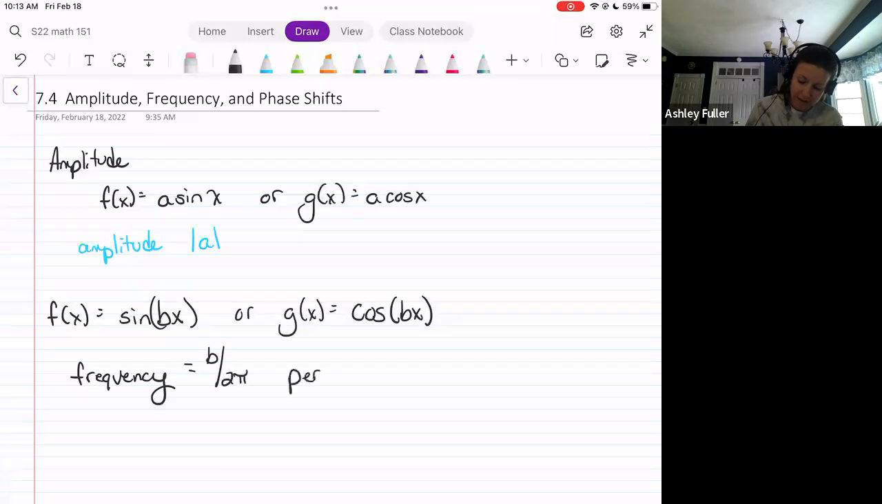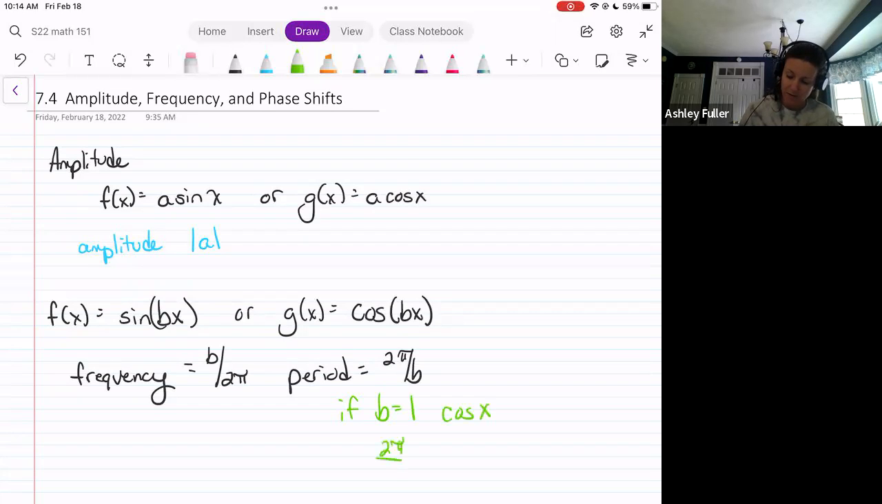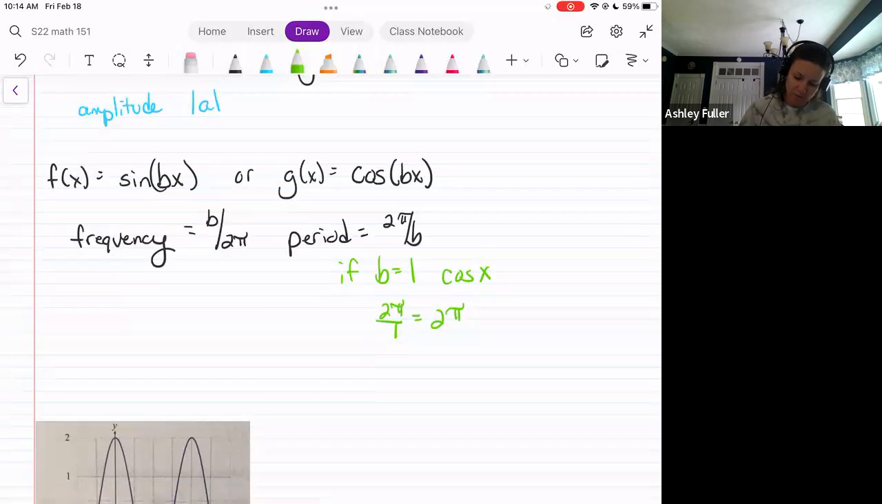The period is actually the reciprocal of the frequency, and the period is calculated by 2 pi over b. Notice that if b is 1, then we have something like the cosine of x still. And so that 2 pi over 1 stays 2 pi, and our frequency remains what we determined originally. Let's do a couple of examples of these and move this picture down because we'll be using it later.